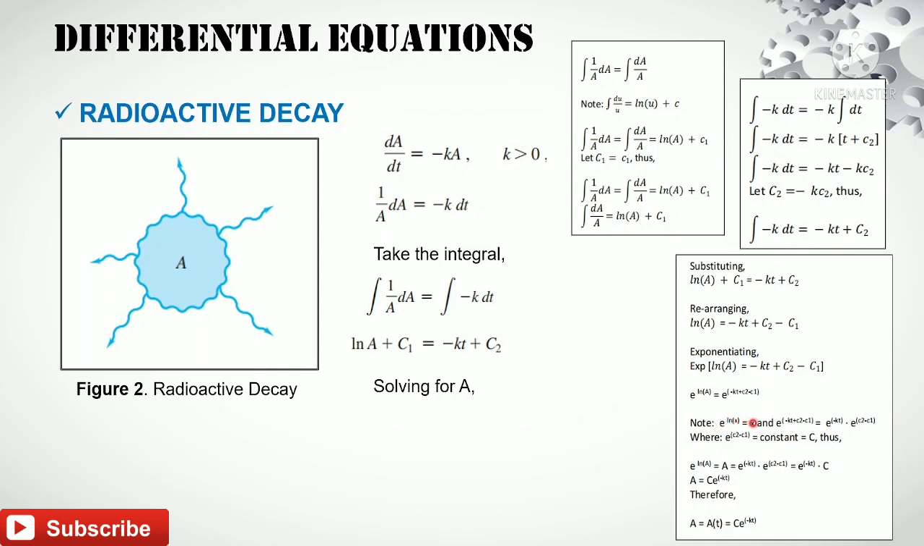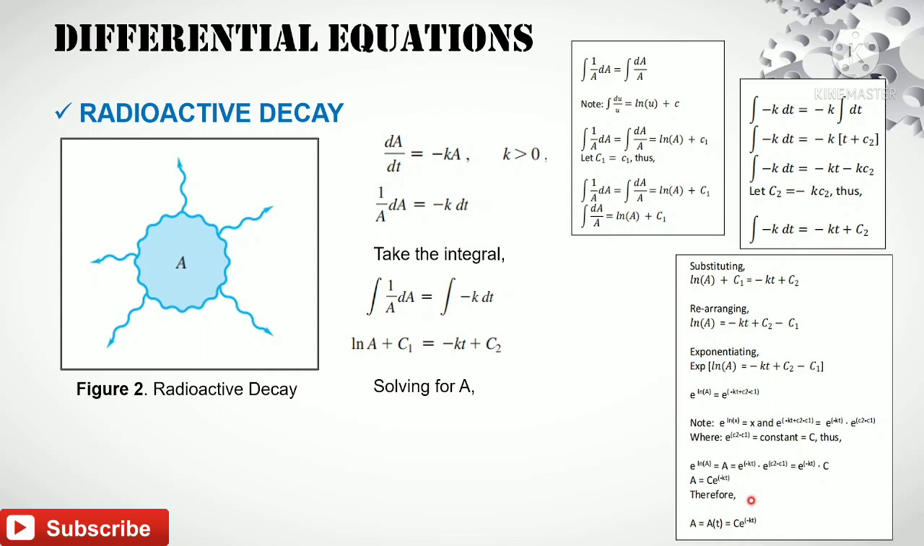e to the ln x is equal to x, and our x here is a. So this is a, equal to e raised to the negative kt times e raised to the c2 minus c1. But since e raised to the c2 minus c1 is a constant, we will assign capital C. So this would be equal to a equals C times e raised to the negative kt. Or simply, a is just equal to c times e raised to the power of negative kt.